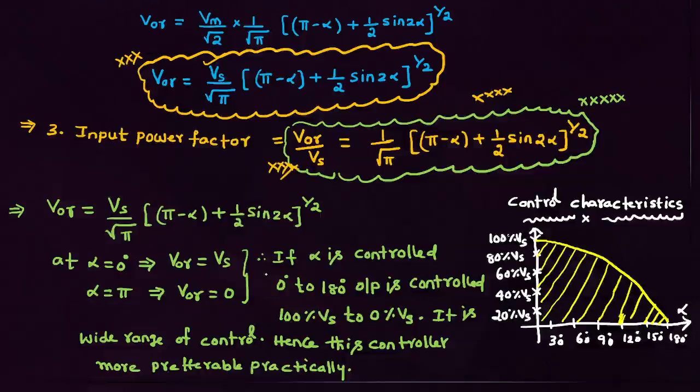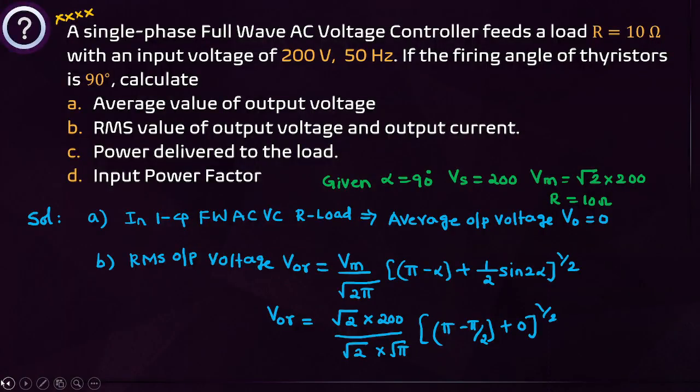That is, if you control the firing angle from 0 degrees to 180 degrees, the RMS output voltage is controlled from 100% to 0%. We are controlling 100% to 0% in full wave AC voltage controllers, because the positive half cycle thyristor is controlled, and the negative half cycle thyristor is also controlled because of the anti-parallel combination. That's why it is a wide range controller. This controller is more preferable practically. The full wave AC voltage controller is more preferable practically.